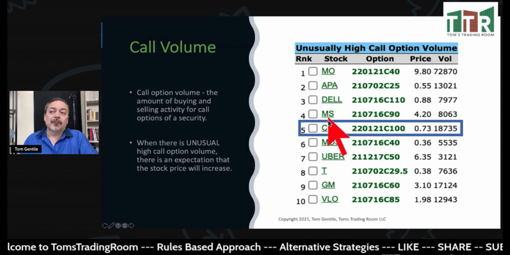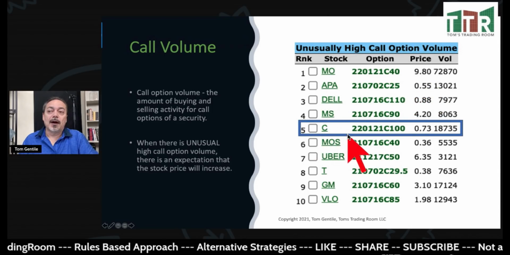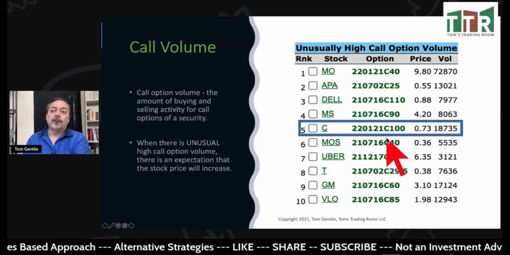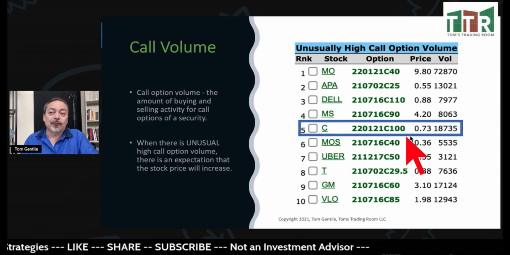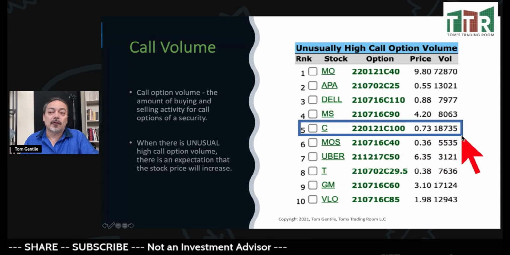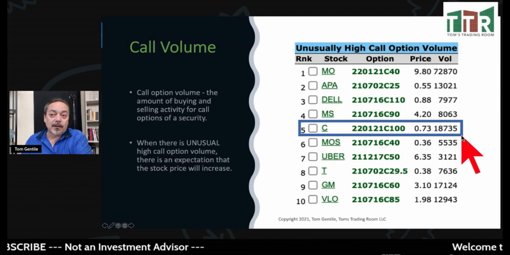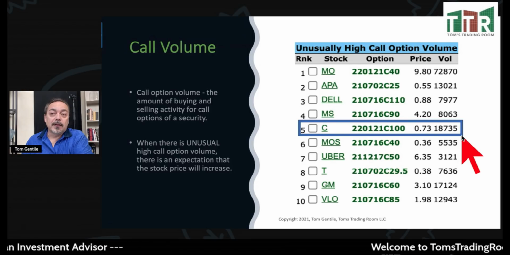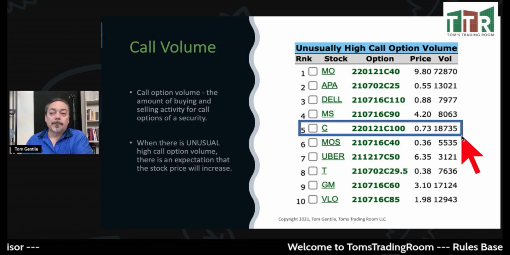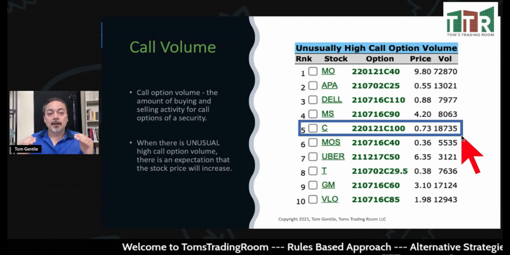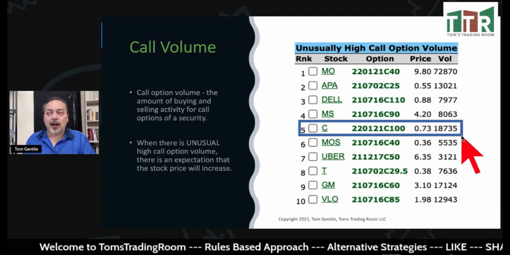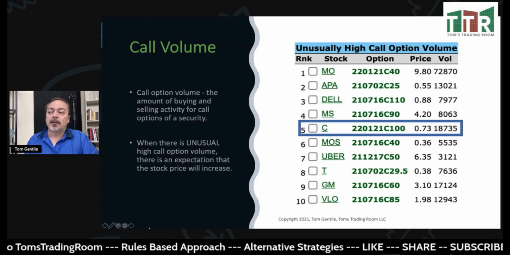Now, I want you to take a look at Citigroup for a moment. I have this one boxed in. This is also the January 21, 2022 calls, but the 100 strike. Those traded for 73 cents, 18,735 call options traded, and so I find that quite interesting. A 73-cent trade on an option that's 20 points or so above its stock price. Let's look into this in some more detail.